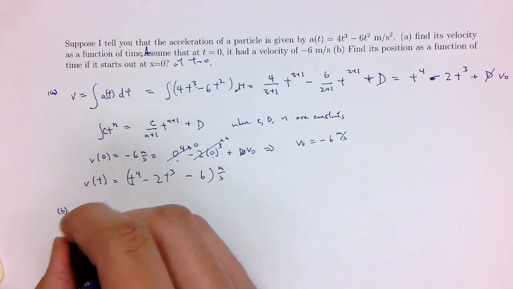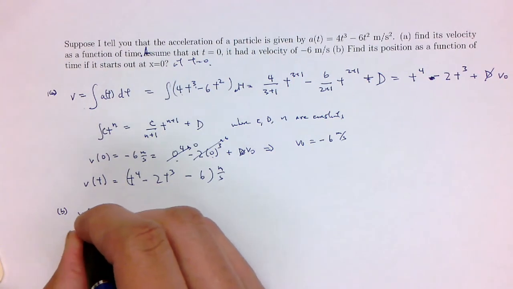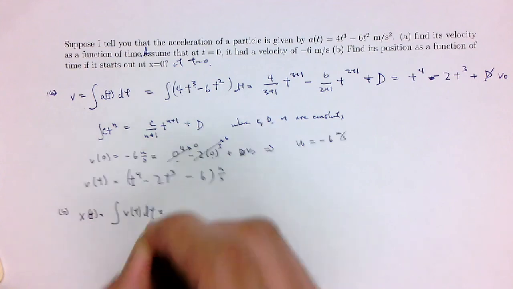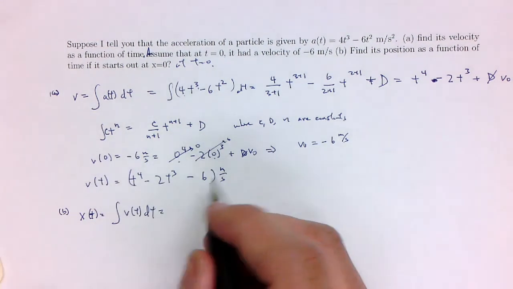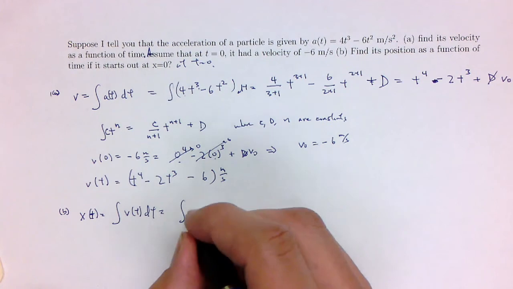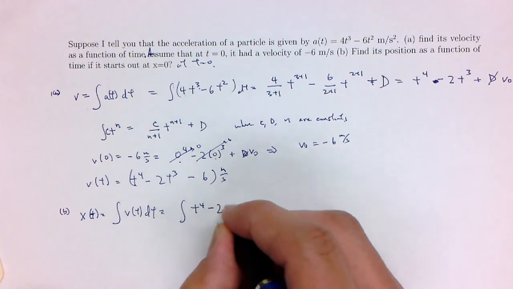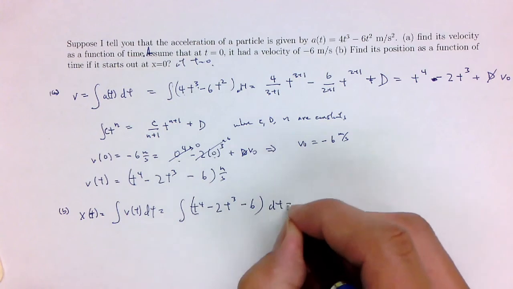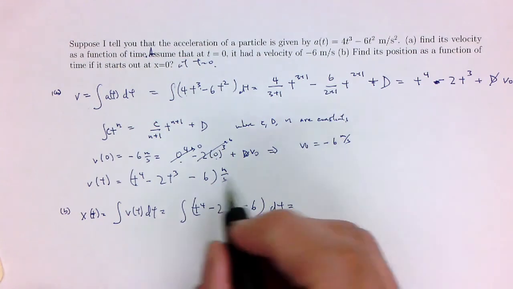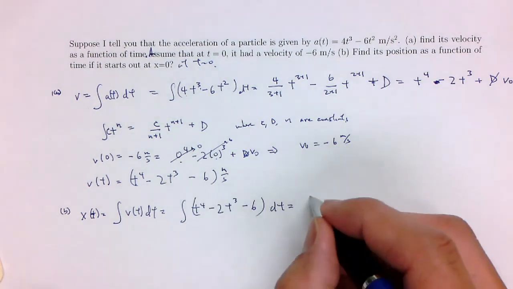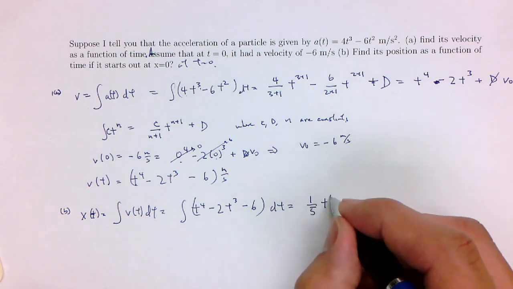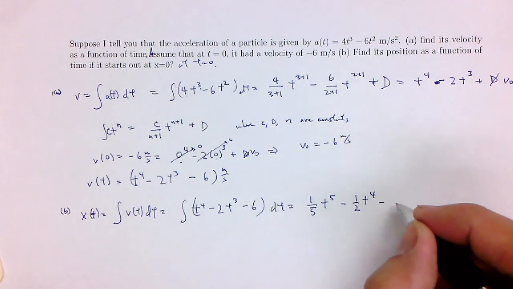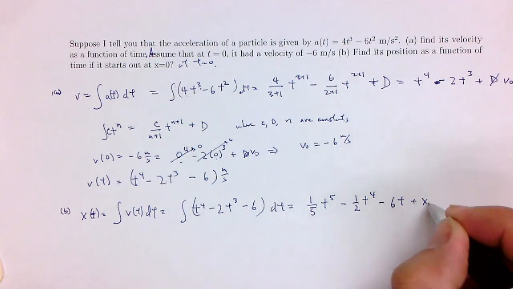And for part B, we recall that x(t) is equal to the integral of v(t) dt. We just solved for v(t), that's this guy right here. This is the integral of t to the 4th minus 2t cubed minus 6 dt. Solving this integral, recalling this particular rule, this is going to be 1/5 t to the 5th minus 1/2 t to the 4th minus 6t plus x0.